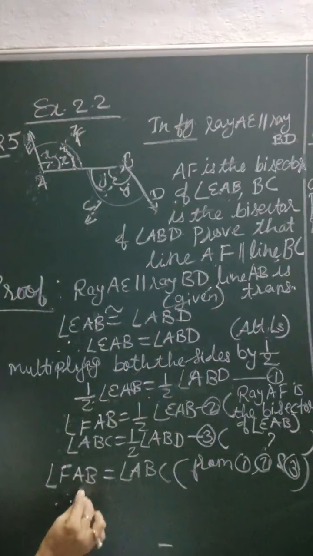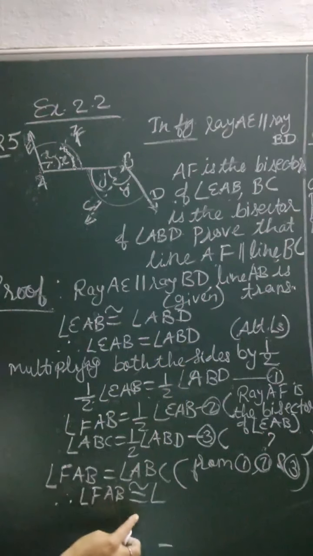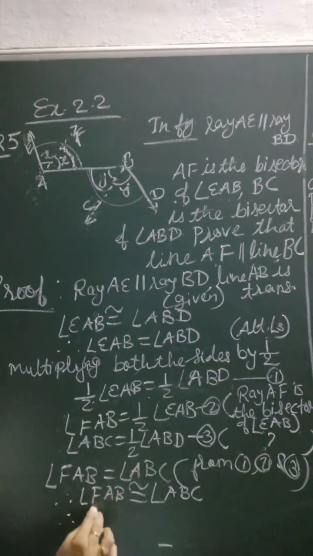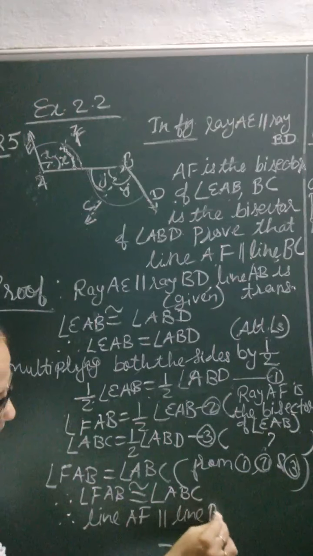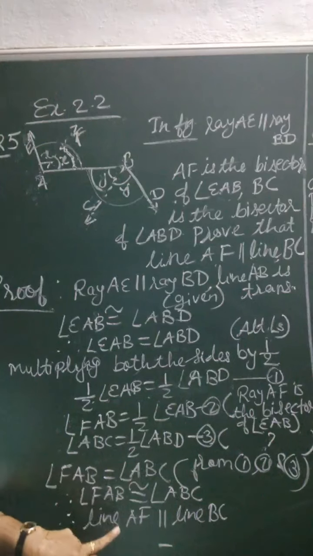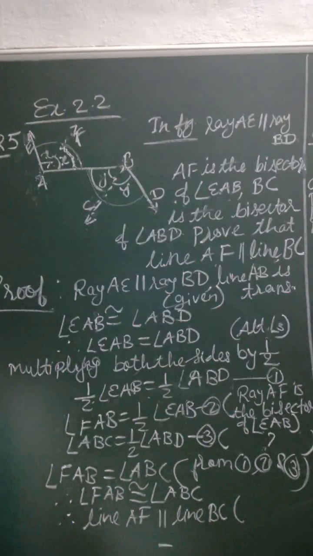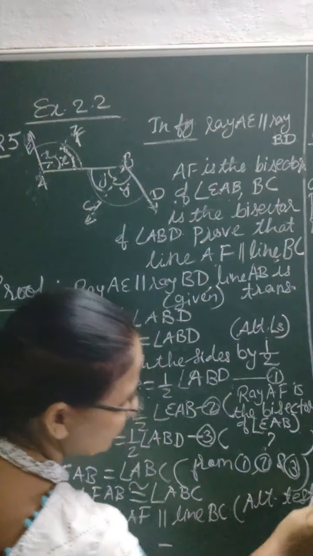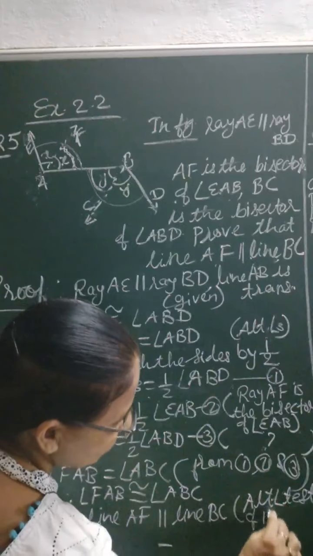So write down, therefore angle FAB is congruent, if the angles are equal, they are what? Congruent. Angle ABC, and therefore line AF is parallel to line BC. So we have got a pair of alternate angles congruent. If a pair of alternate angles is congruent, the lines are parallel. So what is the reason for this? What we have used? We have used the alternate angle test for parallel lines. That's why I told you alternate test and all that. Alternate angle test of parallel lines.